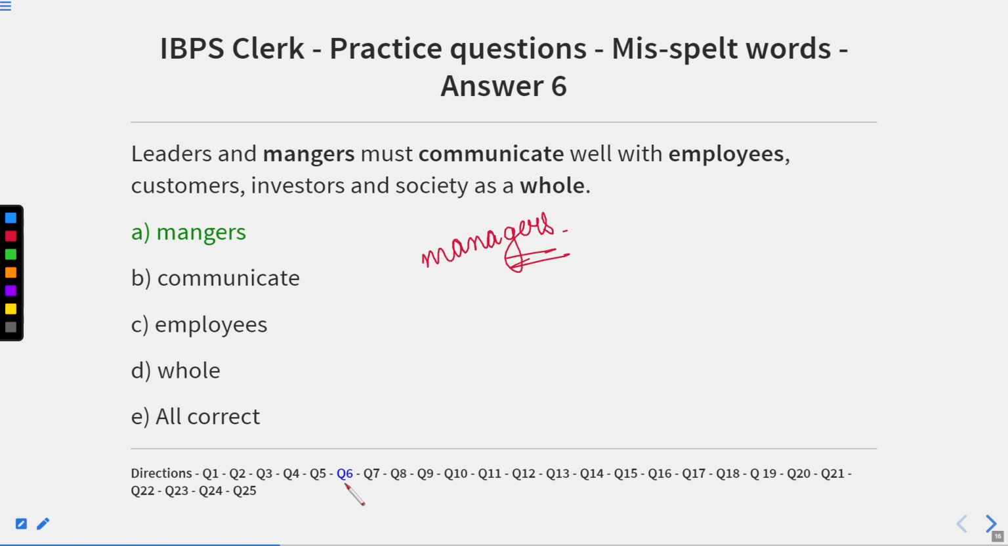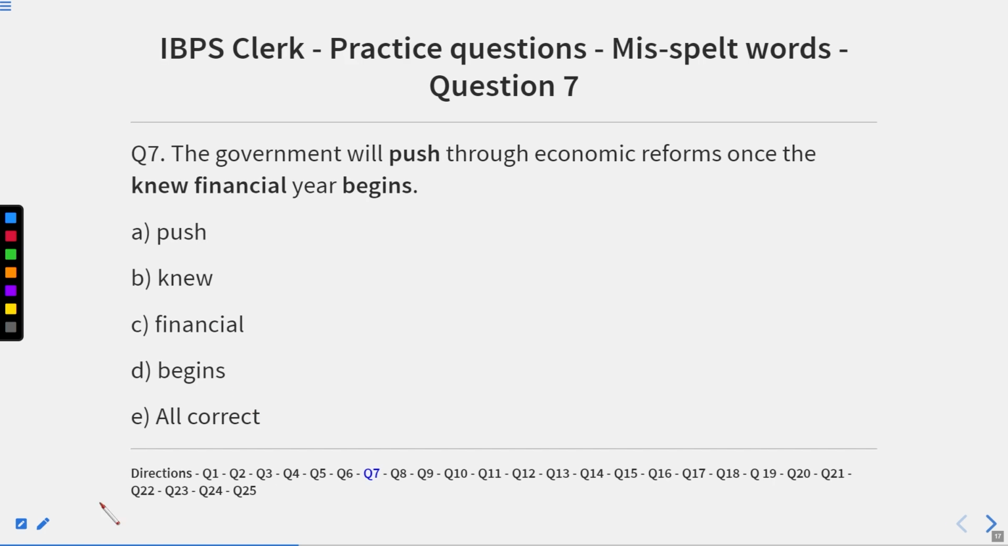So this is question number 6 that we have already done. Now we'll move to question number 7. The government will push through economic reforms once the new financial year begins. It means as soon as the new or the latest financial year begins. Now, new, this is actually the second form of know. Know means when we have an idea or knowledge of something, and its second form is knew.